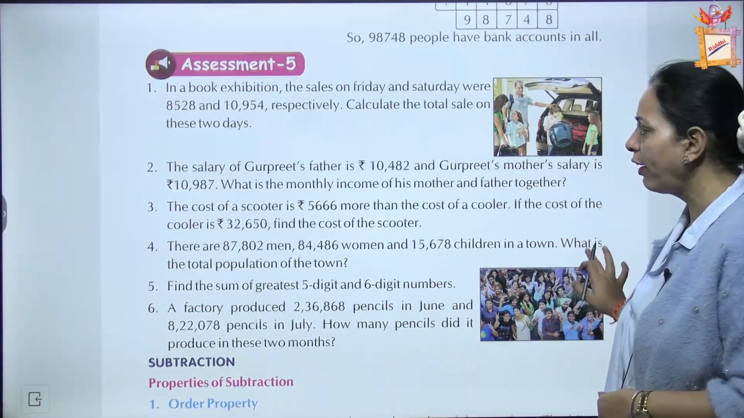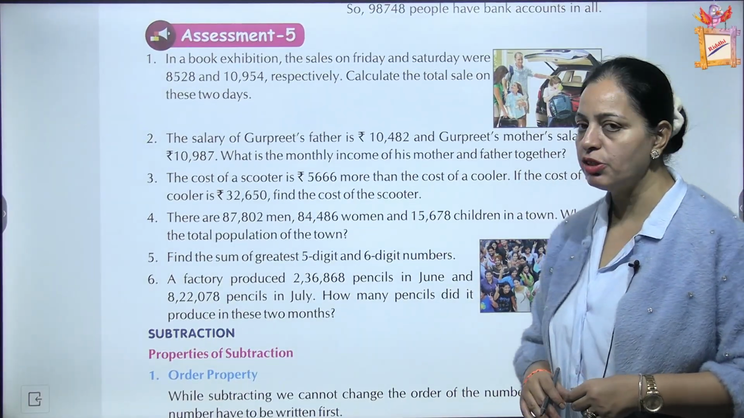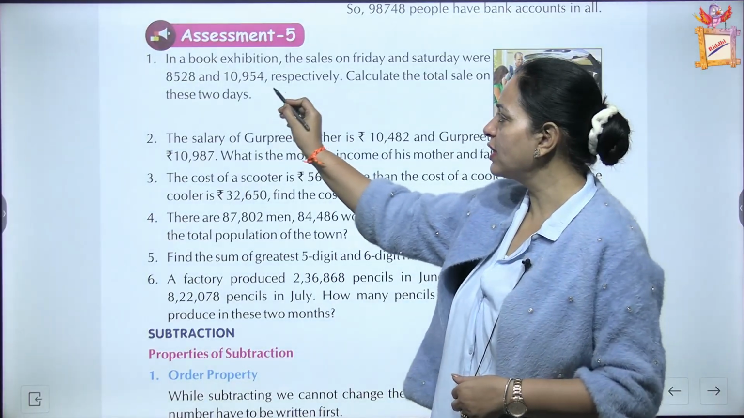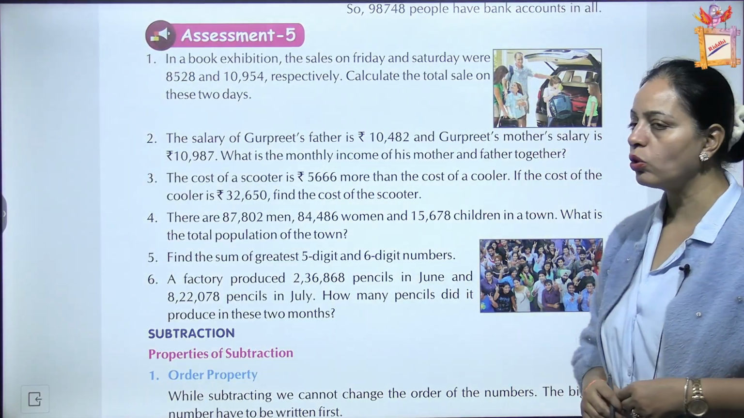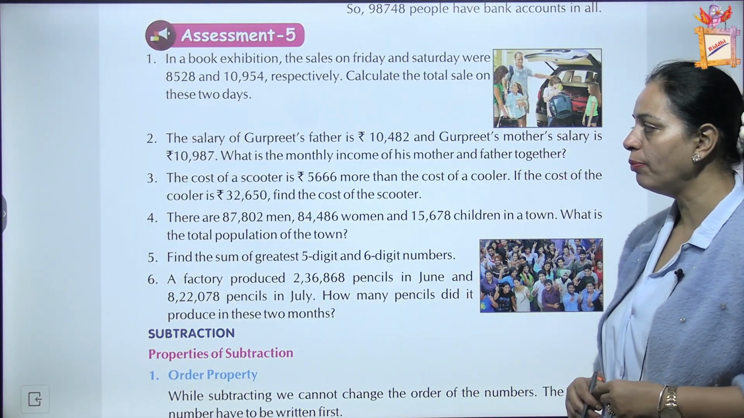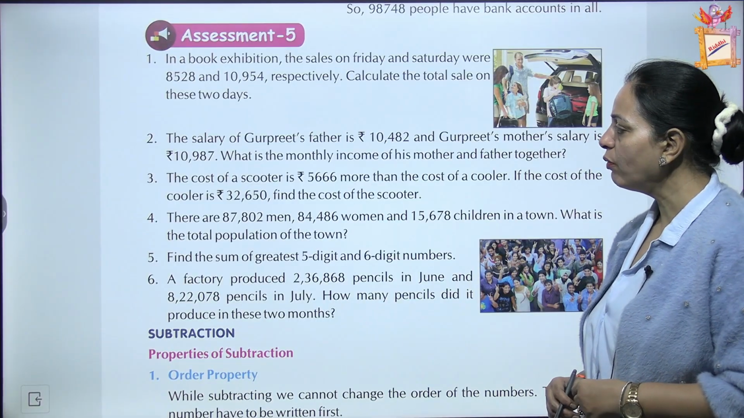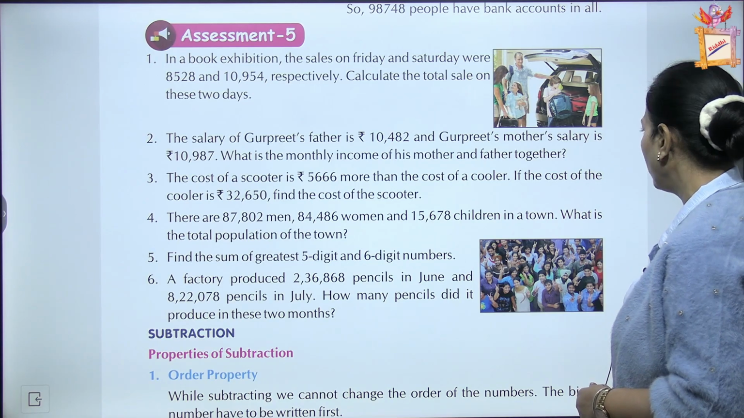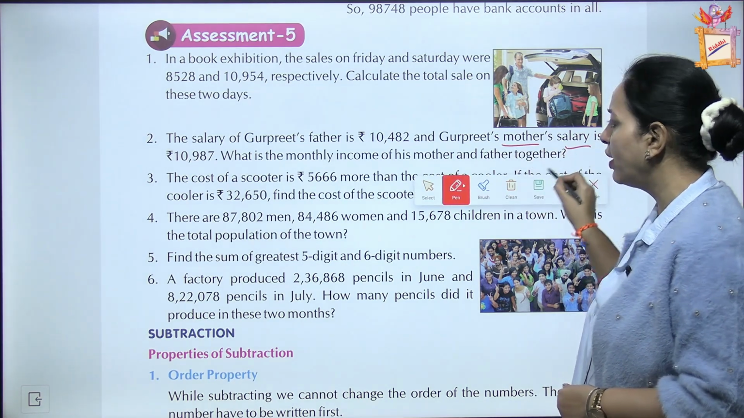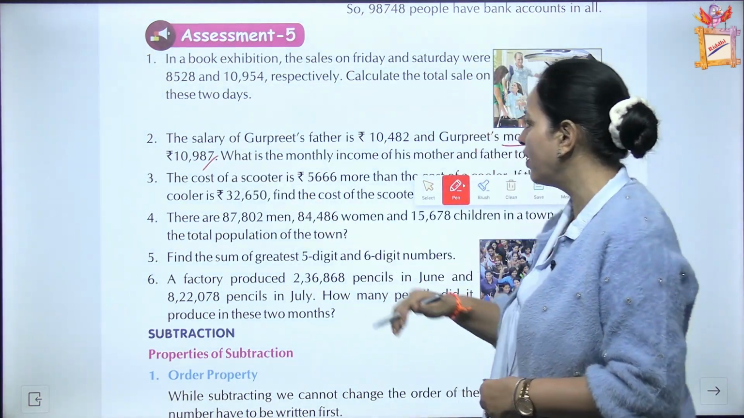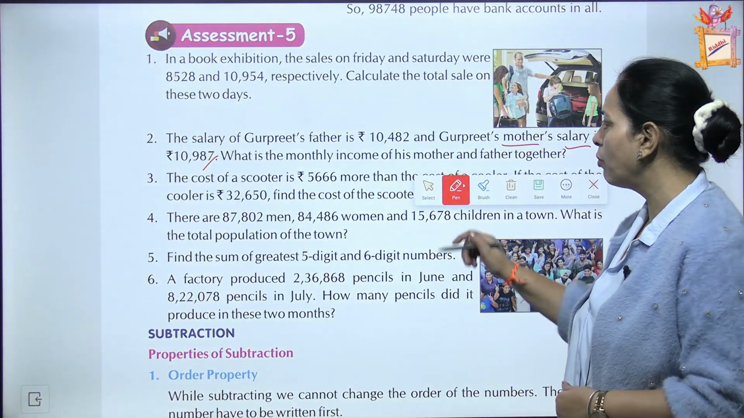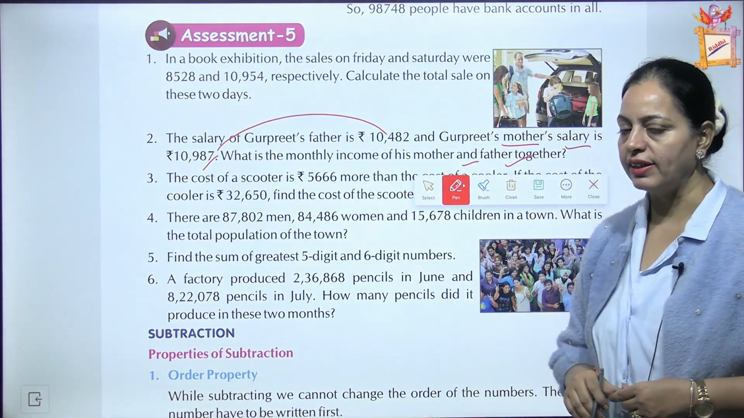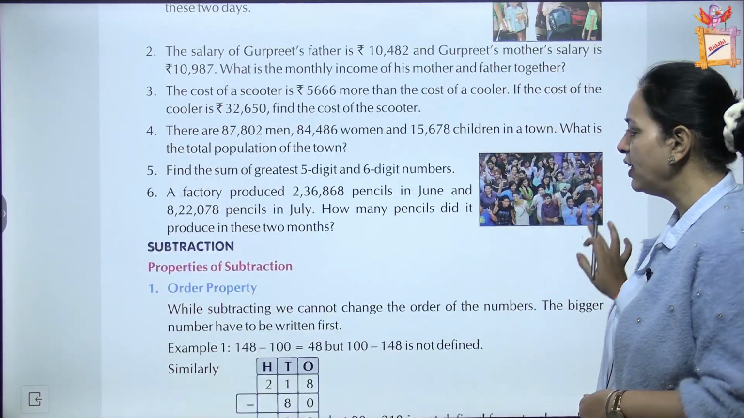Now assessment 5, the first one. In a book exhibition the sales on Friday and Saturday were this one and this one respectively. Calculate the total sale, यानी इन दोनों को हम ऐड कर देंगे. The second one, the salary of Gurpreet's father is rupees 10,482 and Gurpreet's mother's salary is 10,987. So what is the monthly income of his mother and father together? यानी इन दोनों को ऐड कर देंगे. Similarly you can try these sums.